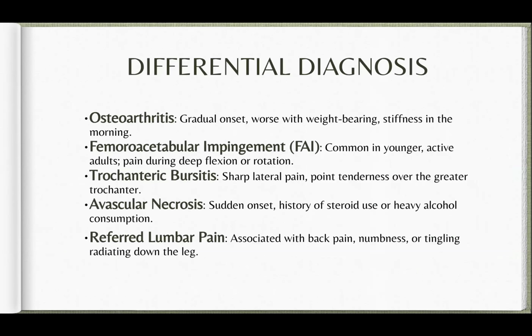Differential diagnosis. Osteoarthritis, which is gradual in onset, worse with weight bearing and stiffness in the morning. Femoroacetabular impingement, which is common in younger, active adults. Pain during deep flexion or rotation is seen here. Trochanteric bursitis, sharp lateral pain. Point tenderness over the greater trochanter is seen. Avascular necrosis, sudden onset, history of steroid usage or heavy alcohol consumption. Referred lumbar pain is associated with back pain, numbness, or tingling, radiating pain down the leg.